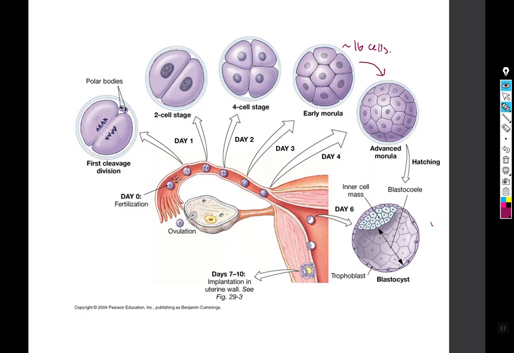Once the inside of the mass of cells hollows out and becomes a ball with a little inner cell mass here, then we call it a blastocyst. So by about day 6, that's occurring, and then days 7 through 10, the blastocyst is basically burrowing down into the uterine wall and continuing to change.